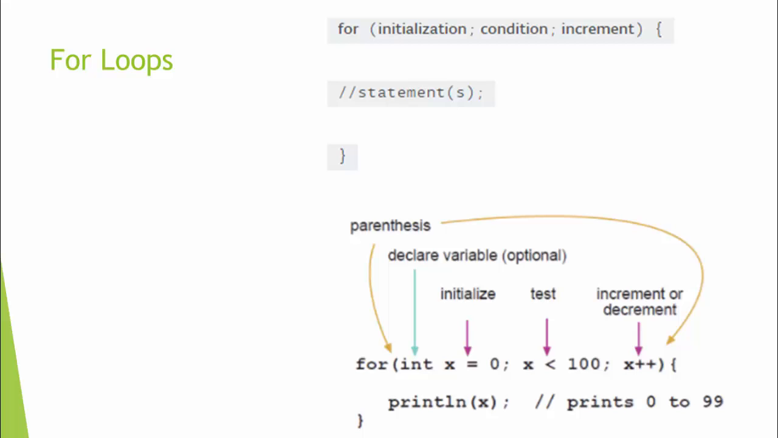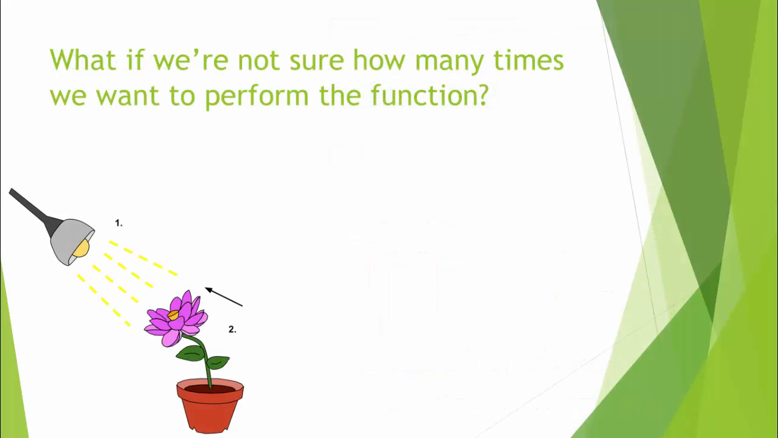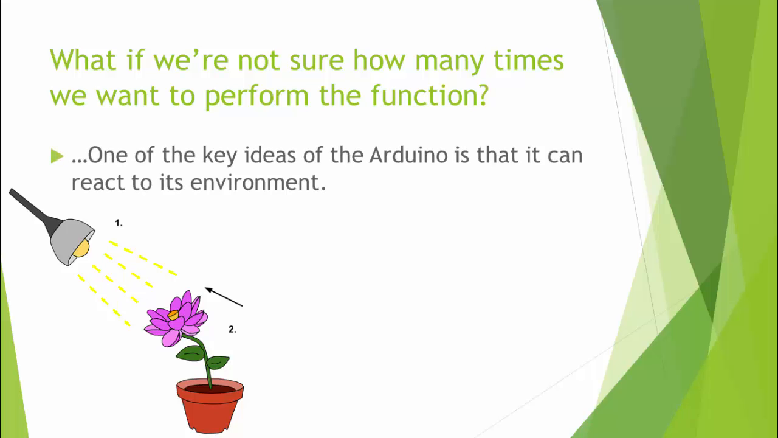So for loops typically do this kind of thing. When could we use this in an Arduino? You might imagine that a wheel might want to turn around 3 times, for example. But in fact, those kinds of loops aren't very common with Arduinos because it's not often that we're sure how many times we want to perform a given function. Rather, we want to use the power of the Arduino, its ability to sense its environment, so we want it to react to its environment.